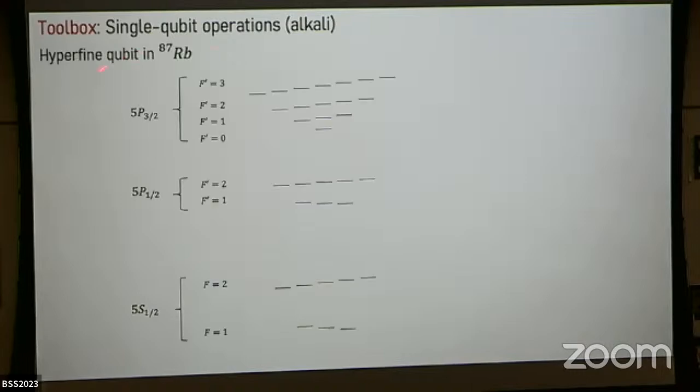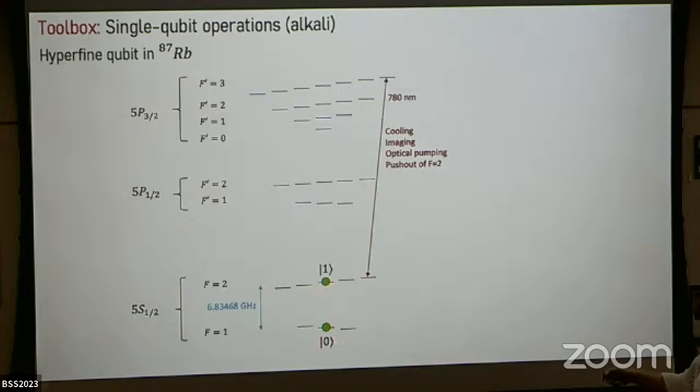So this is, for example, the level structure for rubidium-87. All the details here are not relevant, but these are the two states that we use for our qubits, the 0 and 1 state. The separation is about 6-7 gigahertz. So if we want to do imaging, cooling, and all these things that are not super relevant right now, we use this transition to this 5p3/2 state.